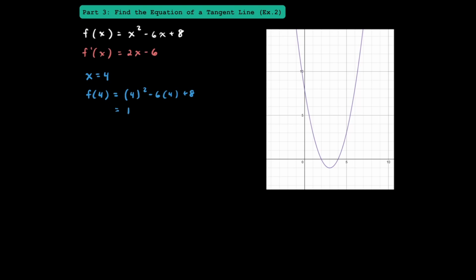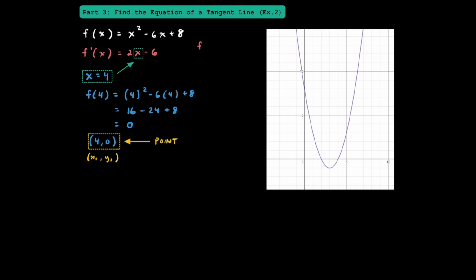4 squared is just going to be 16, and 6 times 4 is going to be 24, and we can add 8 on. 16 minus 24 is going to be negative 8, and negative 8 plus 8 is going to be 0. When x is equal to 4, y is going to equal 0. (4, 0) is going to represent our point. Now let's find our slope.